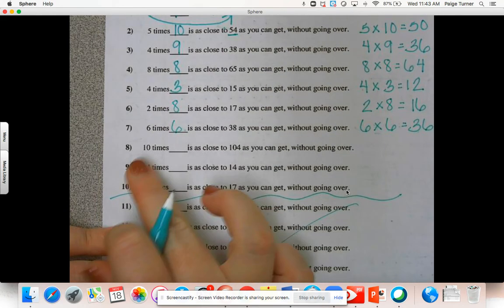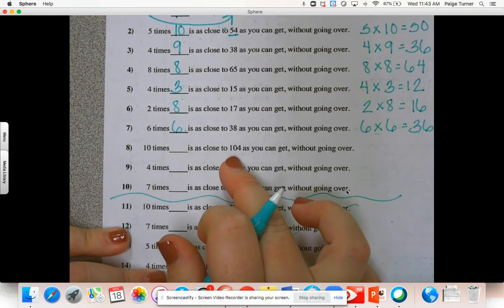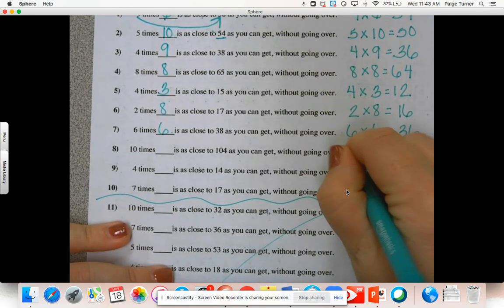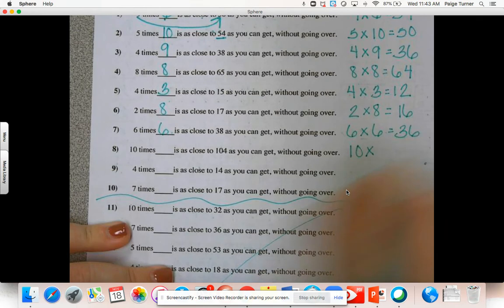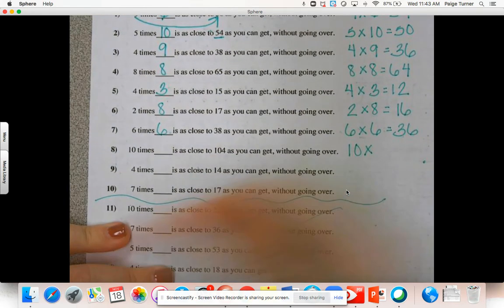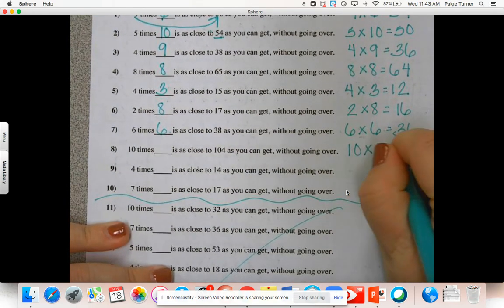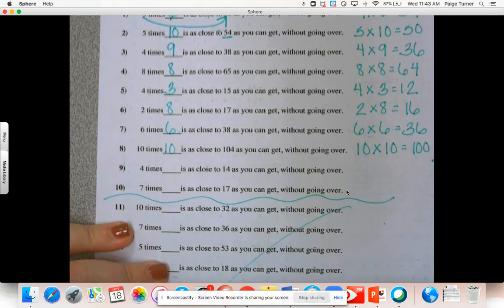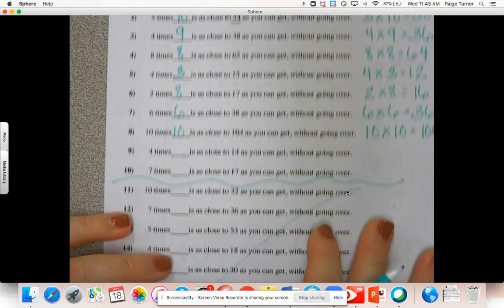Number 8. 10 times what number is as close to 104 as you can get without going over? So what number can we multiply by 10 and get really close to 104? Well, we know that 10 times 10 is 100. So 10 times 10 is as close as we can get. All right, let's do a couple more.